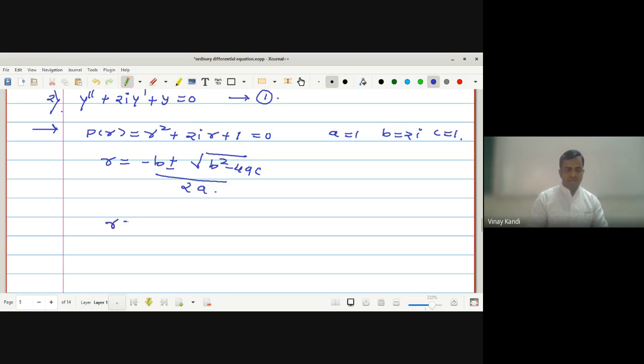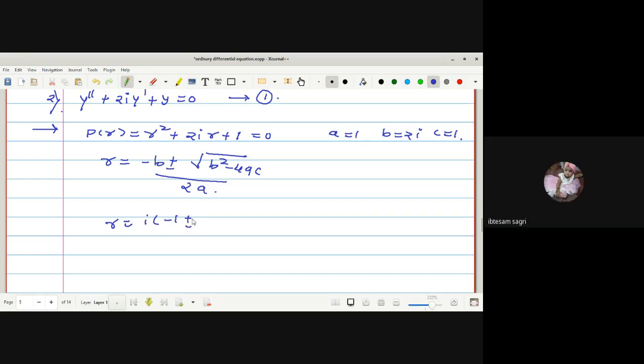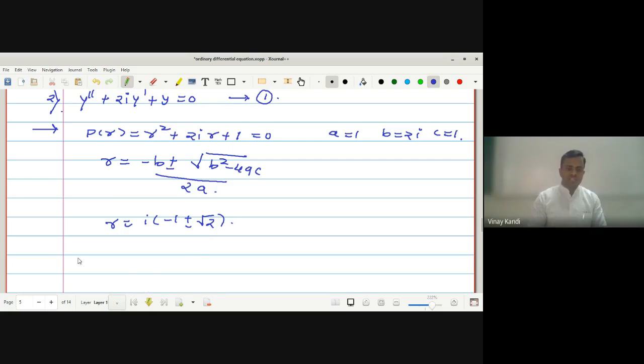Look at here. r is equal to i into bracket minus 1 plus or minus root 2 upon 2. Okay. Is this 2 correct? The 2 cancels. Yes, sir. Okay. And what is the phi 1 of x? What will alpha be here? 0. And beta? Minus 1 plus or minus square root of 2.